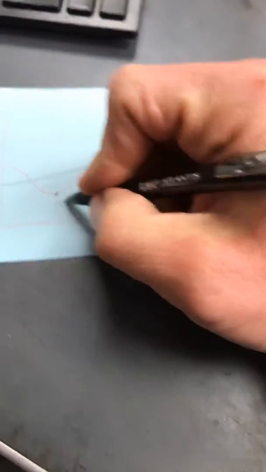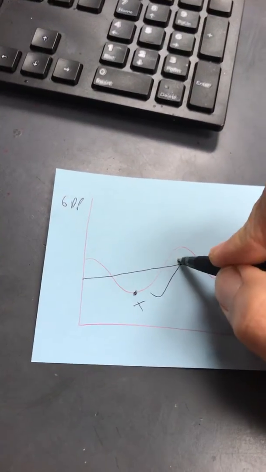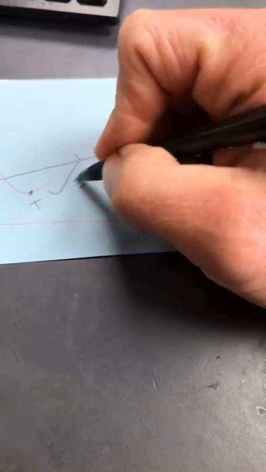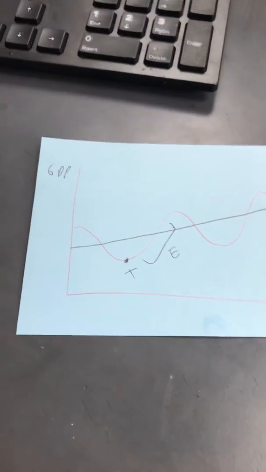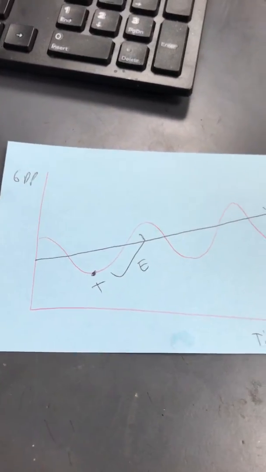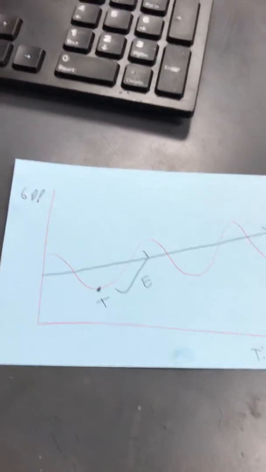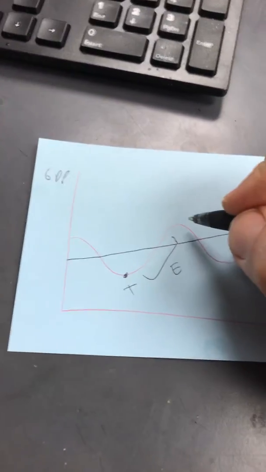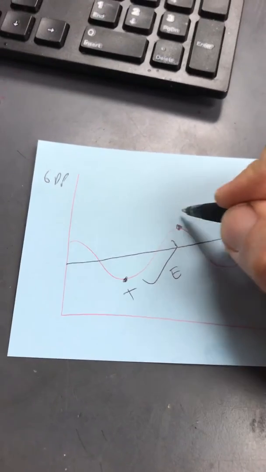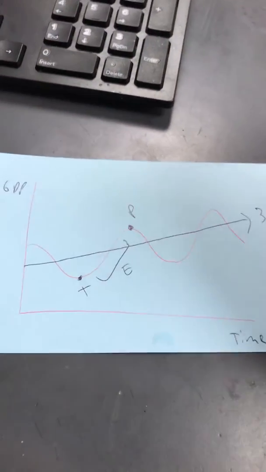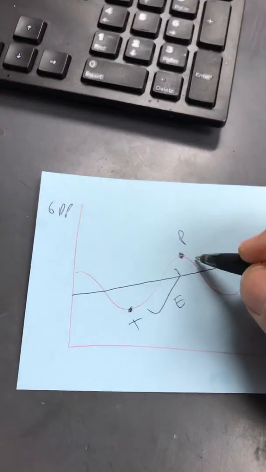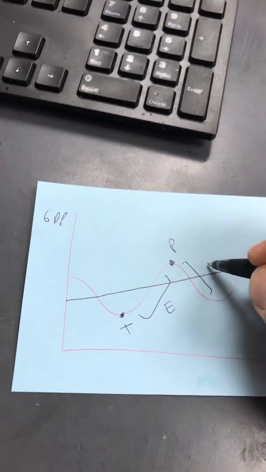This point here is called the trough. I'll just write a T for trough. That means the economy has bottomed out. Then this point right here is called expansion. It means the economy is growing. It's getting larger. GDP is getting greater. And then this point here is called the peak. That means it has peaked out. And then this point here is contraction.